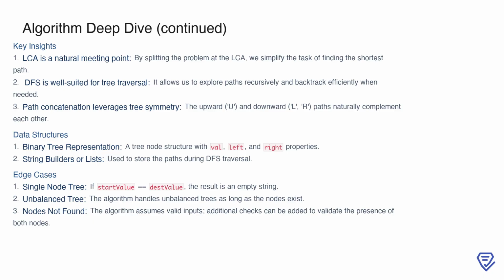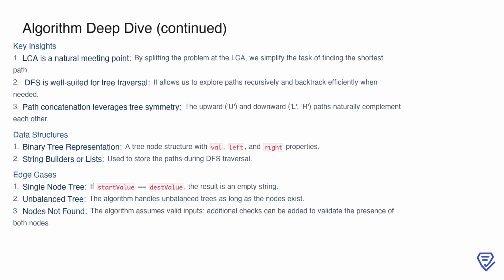For example, if the tree consists of only a single node and the start and destination values are the same, the result is simply an empty string. Unbalanced trees, which have uneven heights, are handled seamlessly as long as the nodes exist. Finally, while the problem assumes valid inputs, you may choose to add checks to verify the presence of both nodes in the tree.